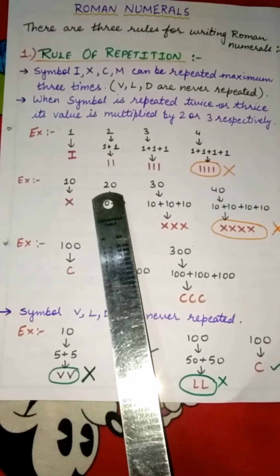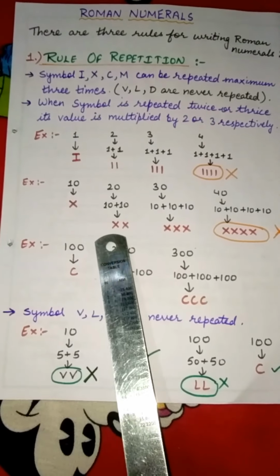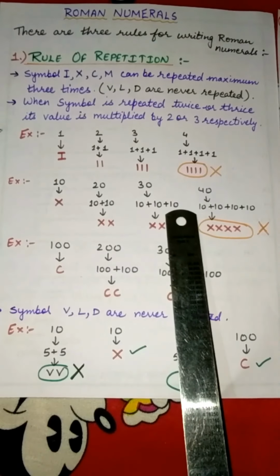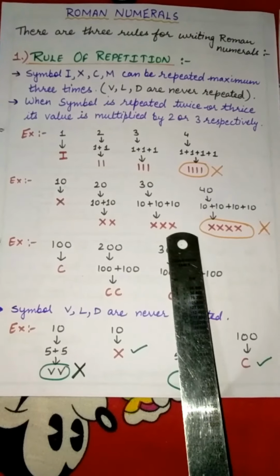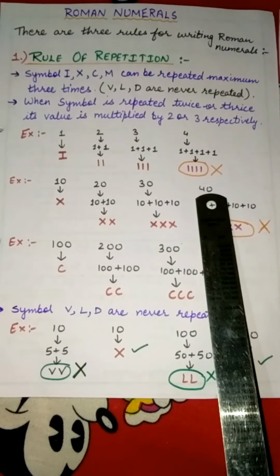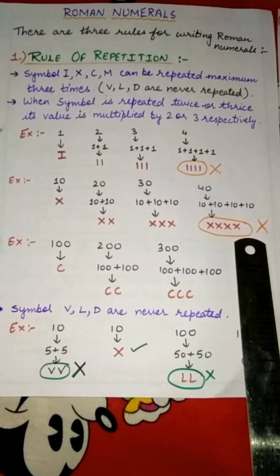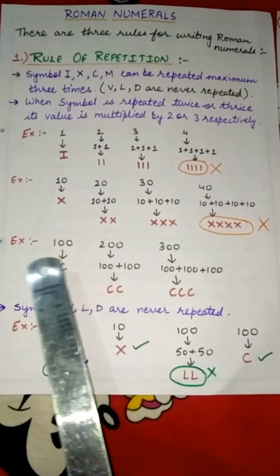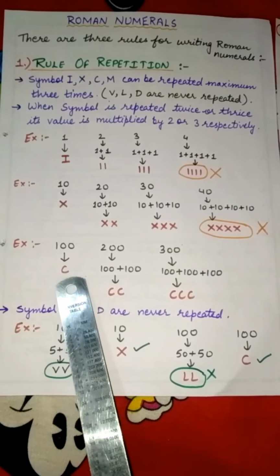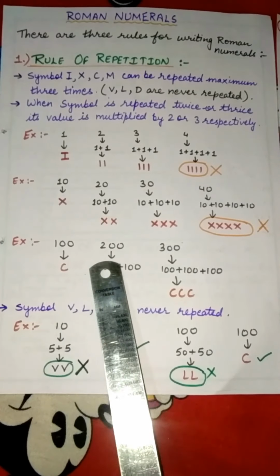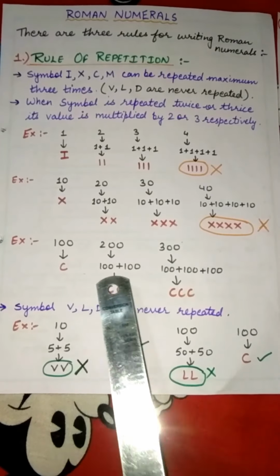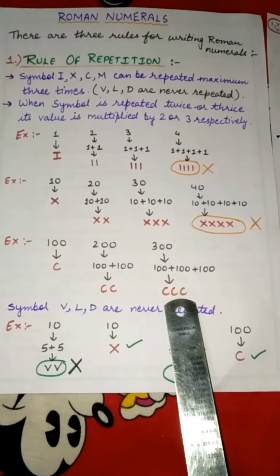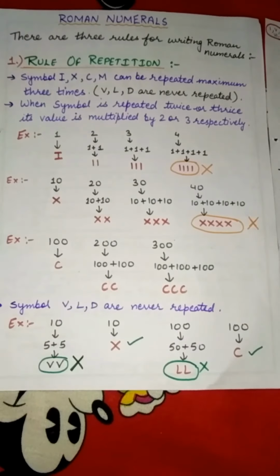If you have to write 20, 20 is 10 plus 10. So you can write XX. If you have to write 30, you can write 10 plus 10 plus 10, XXX. But if you have to write 40, you cannot write X 4 times because you can repeat the symbol only a maximum of 3 times. Another example, to write 100, you will write C. To write 200, you will write CC, 100 plus 100. To write 300, you will write CCC. But you cannot write CCCC to write 400.